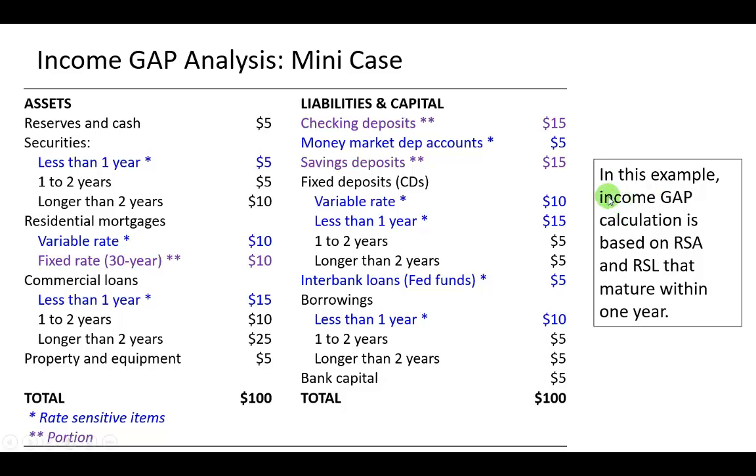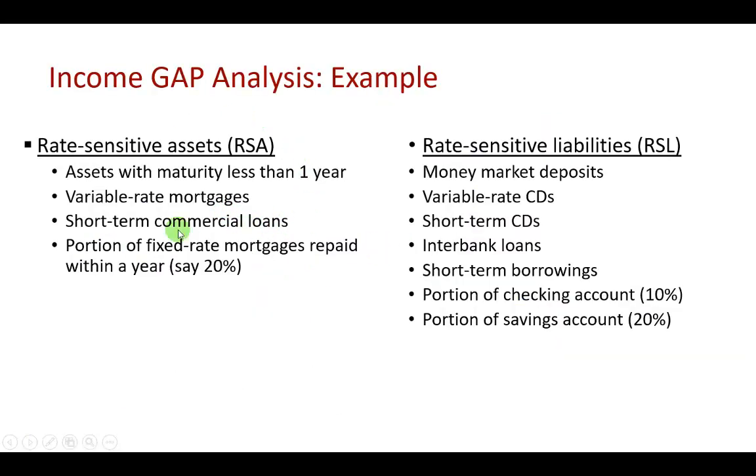So in this example, income gap is going to be calculated based on rate sensitive assets and liabilities that mature within a year. So the analyst has picked out the rate sensitive items in blue right here, and there are additional items where only a portion of them are going to be accounted for in this calculation. Some of these are summarized right here. The rate sensitive assets are going to include all assets maturing within a year, variable rate mortgages and so on, and a portion of mortgages. The analyst has determined that approximately 20% of them are going to be called in within a year.